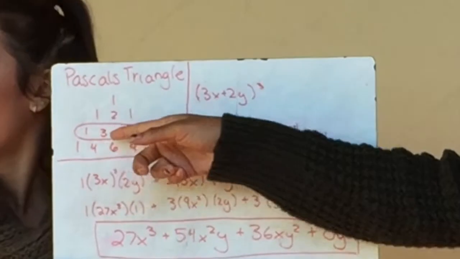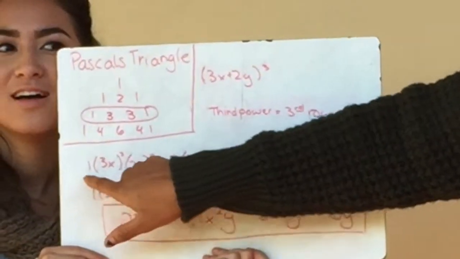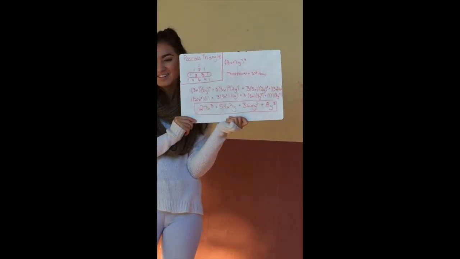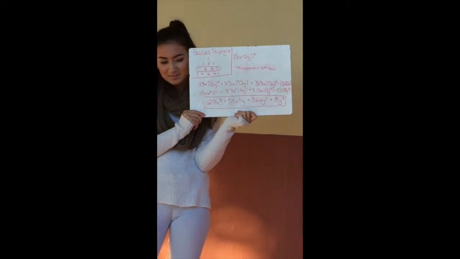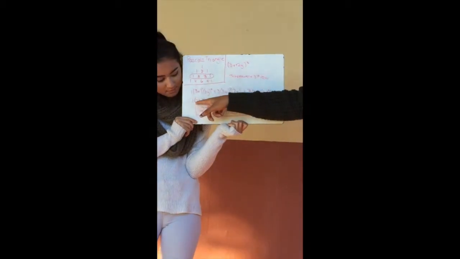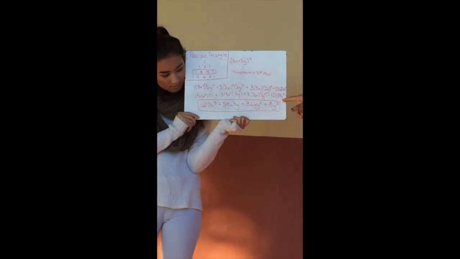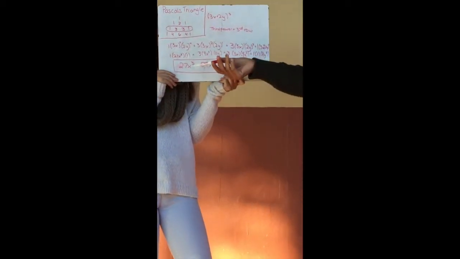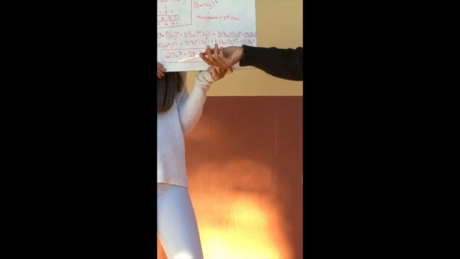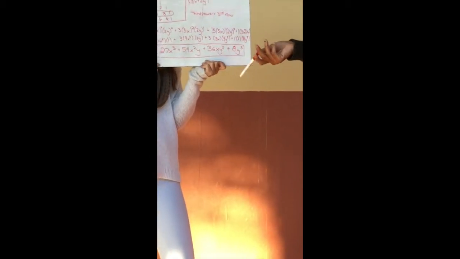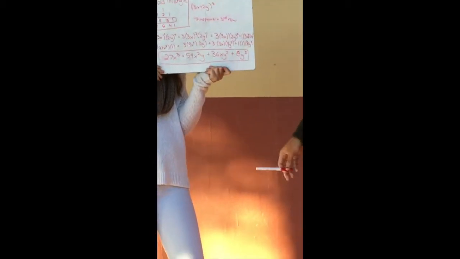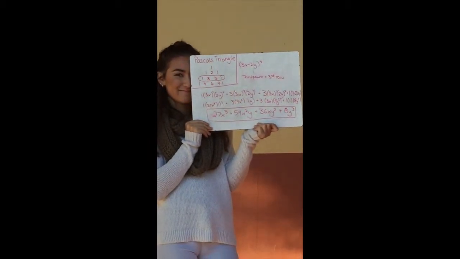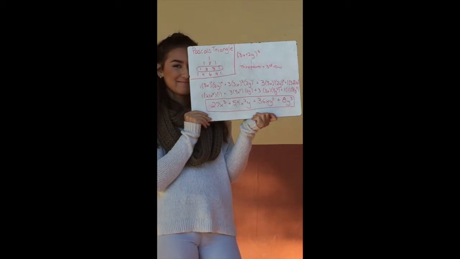You take the terms in the 3rd row of Pascal's triangle and add them right before each of the terms, so you have 1, 3, 3, and 1. Then you have this equation, and you simplify all of your terms in parentheses, and simplify some more by multiplying your exponents and like terms. Your final result in standard form is 27x^3 + 54x^2y + 36xy^2 + 8y^3.